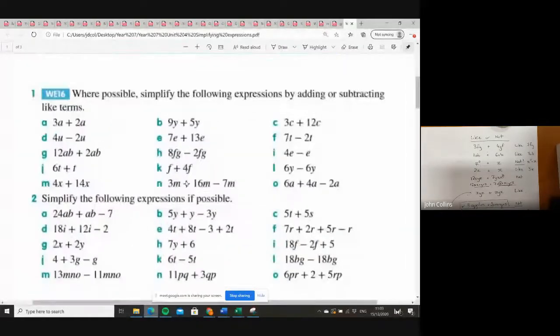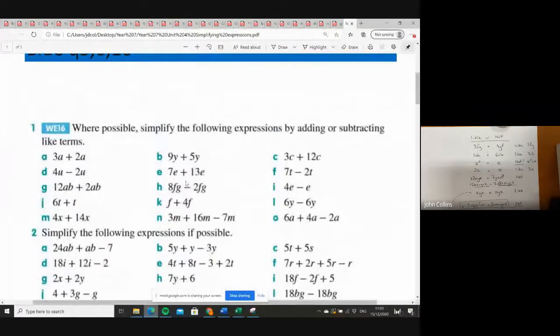Green would have to do question 1 and 2. So for green, let's do question 1 here. Let's just draw on it. This one, 4e take away e. Are they like terms? Yes. I think almost all of them for green are like terms. 4e take away e. What's my answer to this? 3 e's. So 4e take away 1e, okay, so that's 3e. That's the example of that one.